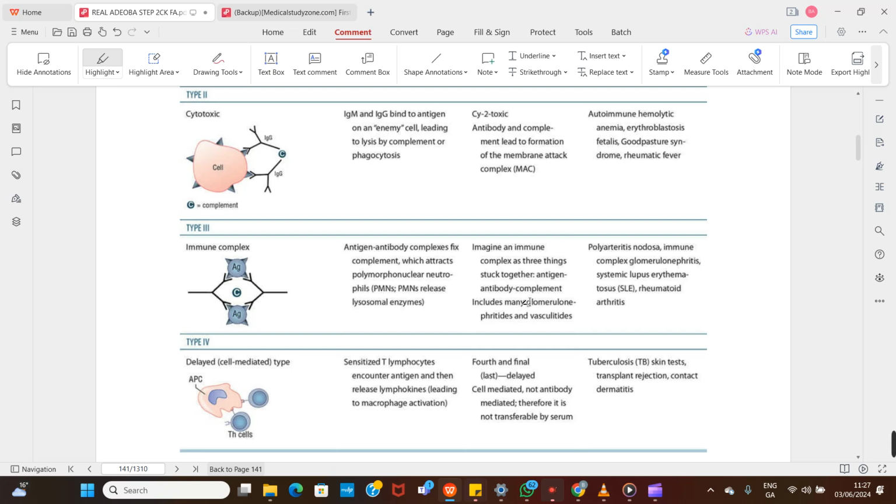And also for glomerulonephritis, like post-streptococcal glomerulonephritis is a very, very good example. You have the antigen, which is your streptococcal antigen, and also antibody against that antigen. They deposit within the tissues like the renal vessels, and they start causing damage to the renal parenchyma. So, that is the way it is.